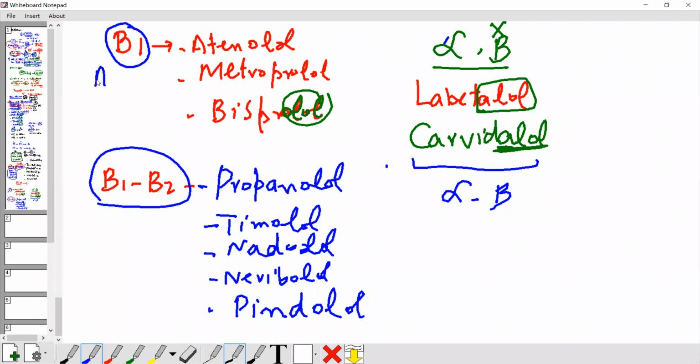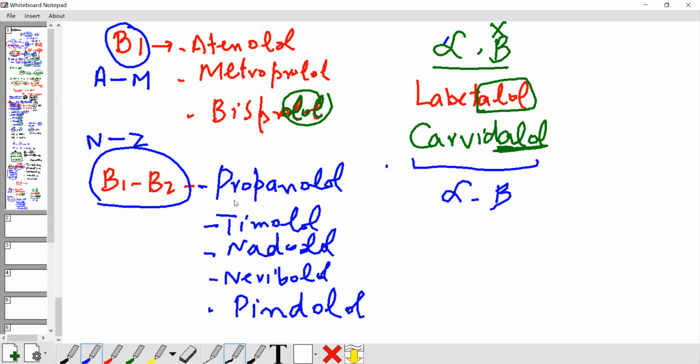Selective beta blocker names start from A till M. Non-selective beta blocker names start from N till Z. Any name, okay? So you can easily memorize.